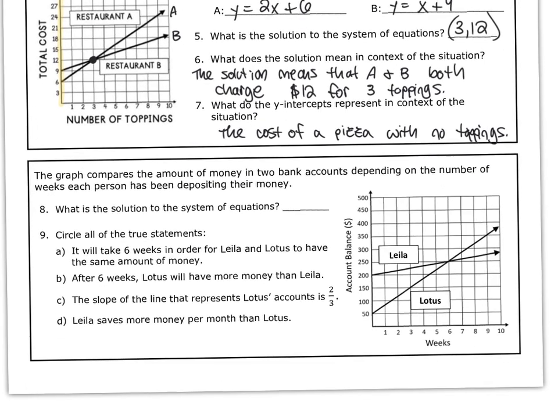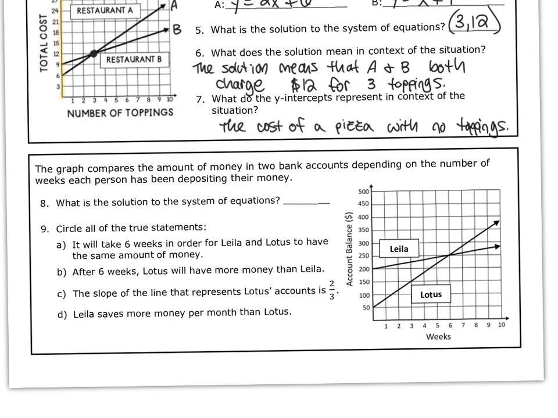All right, let's look at one more question down here. The graph compares the amount of money in 2 bank accounts depending on the number of weeks each person has been depositing their money. What is the solution to the system of equations? Oh, I like this one because it starts out with the easy question. So after 6 weeks, both Layla and Lotus have $250. Great, so (6, 250). Wow, they're saving a lot of money.